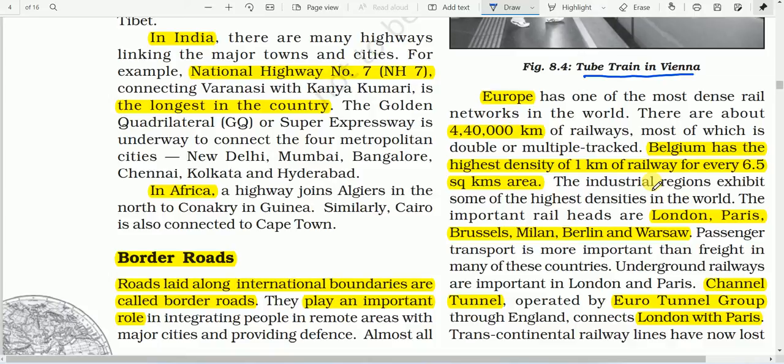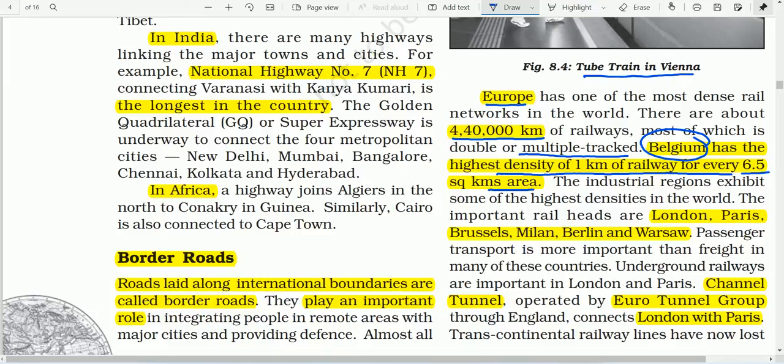Now let us learn about the distribution of railways in the world, country-wise, continent-wise. So first we have Europe. Europe has one of the most dense rail networks in the world. There are about 4,40,000 kilometers of railways in Europe, and most of it is double or multiple track. And Belgium has the highest density of 1 kilometer railway for every 6.5 kilometers area.